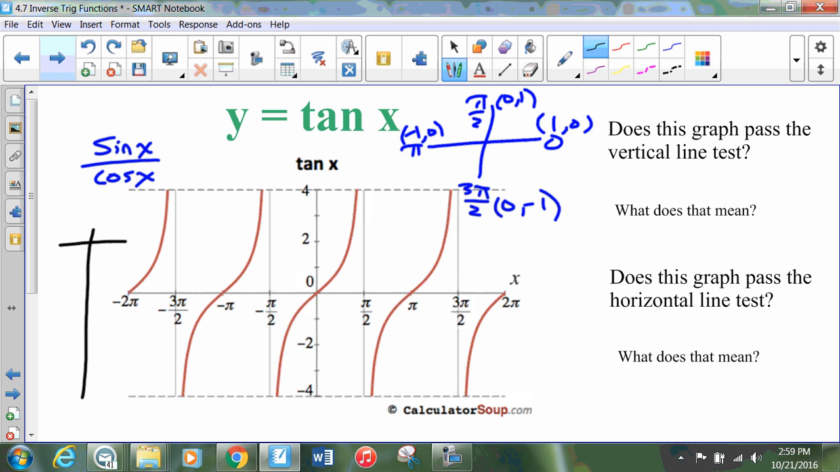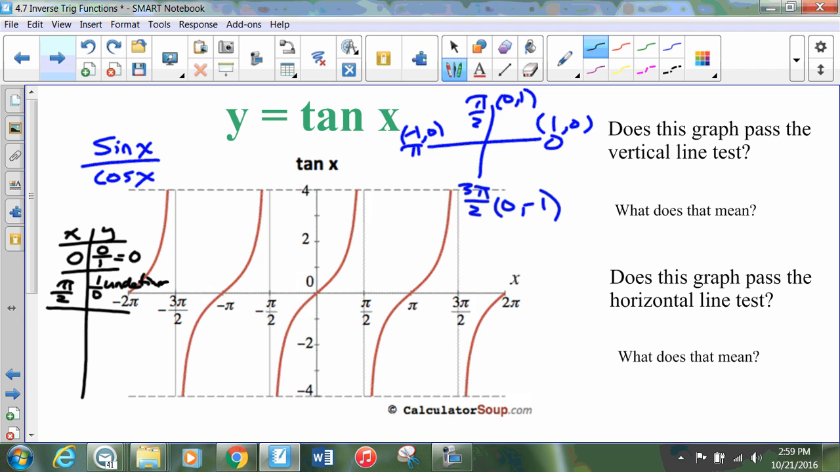And with that table, we can see that at 0, so we've got x and y, at 0, sine is 0 and cosine is 1. So that will work, right? Tan will be 0 over 1, which is 0. And then we'll look at pi over 2. Unfortunately, at pi over 2, when we do sine over cosine, we're going to have 1 over 0, which anytime you have 0 in the denominator, it is undefined.